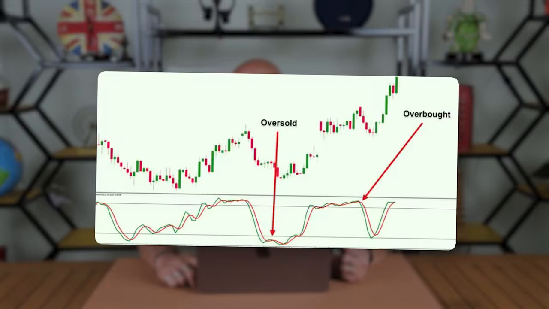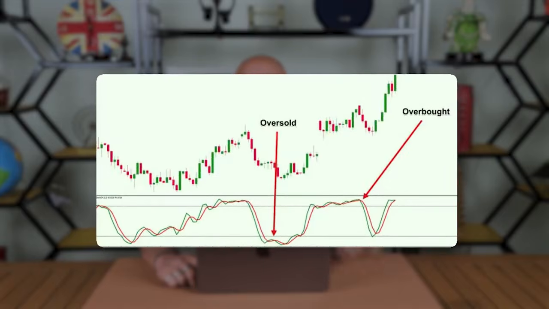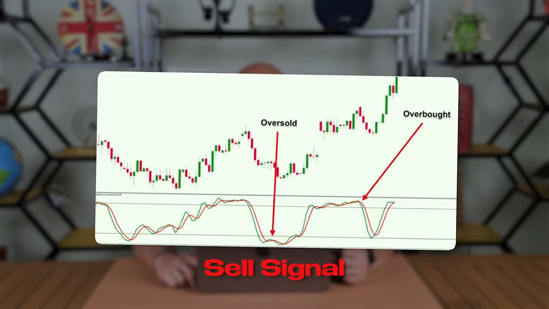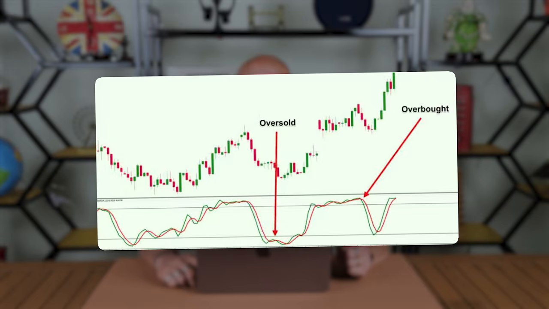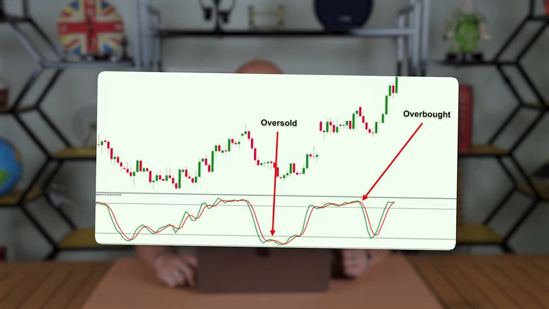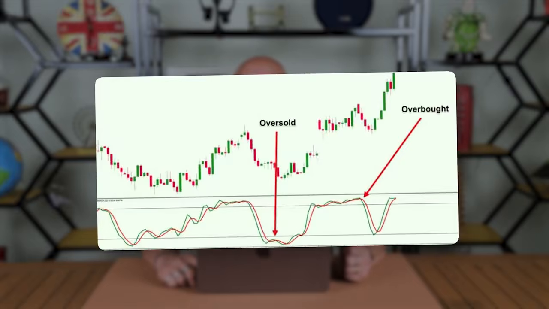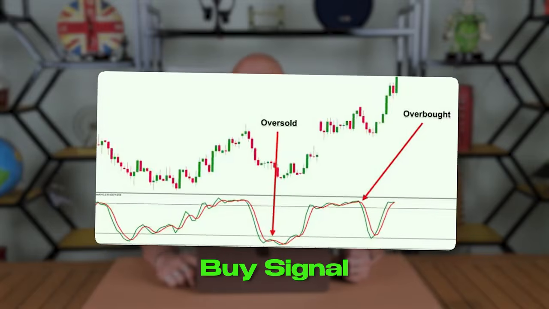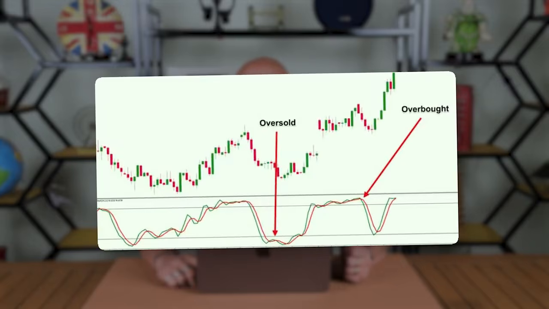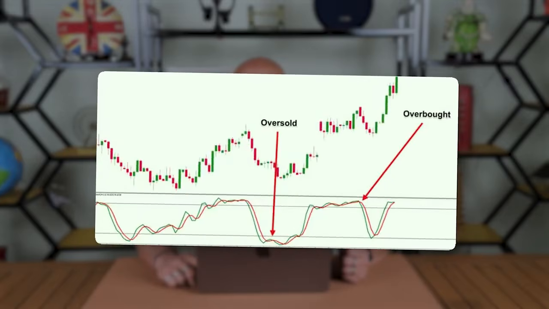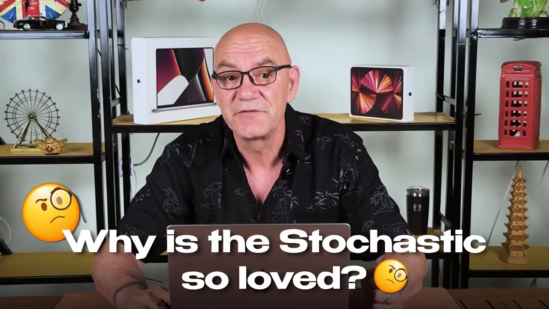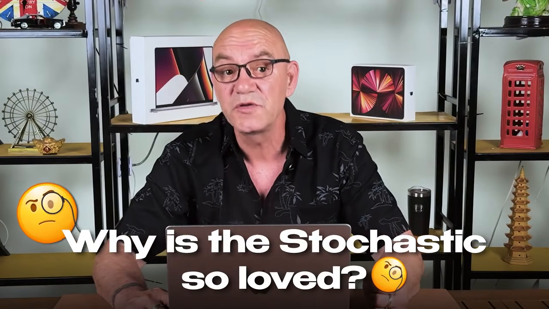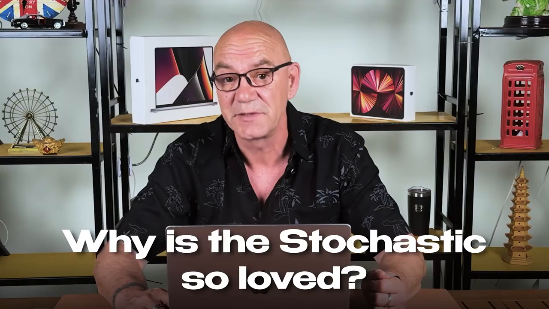For example, if in the overbought zone, the lines cross downwards, many see this as a sell signal. And if in the oversold zone, they cross upwards, it's a hint to buy. Traders watch for such moments to timely find an entry point for a trade. Why is the stochastic so loved, and not only by beginners, but also by experienced market participants?